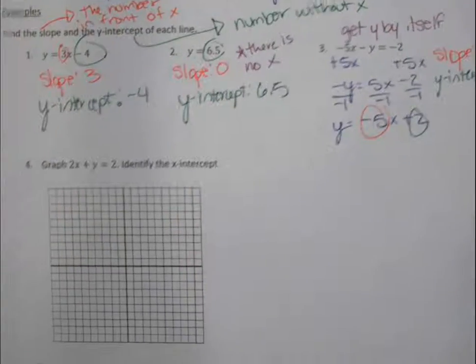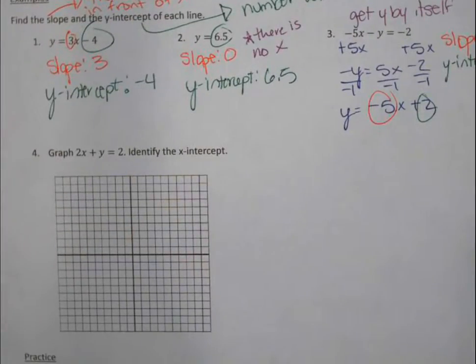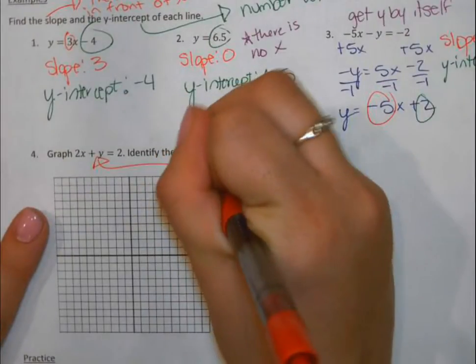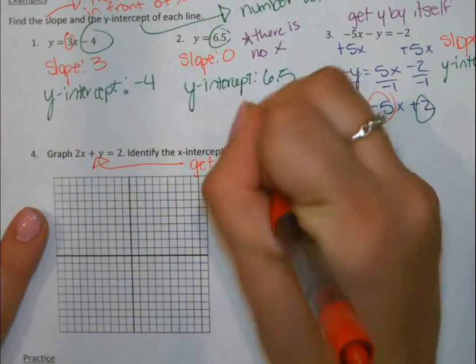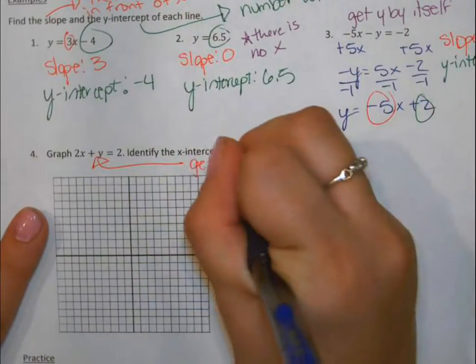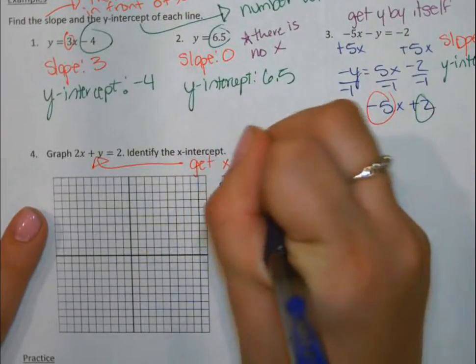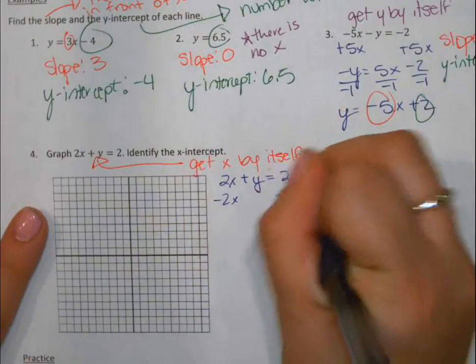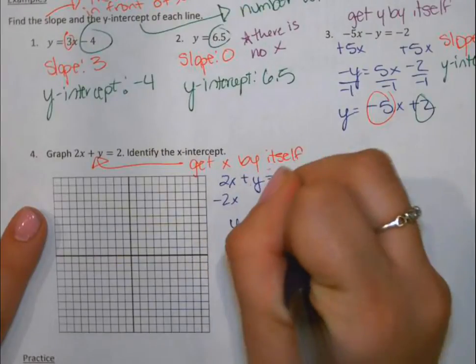On number 4, it wants me to graph 2x plus y equals 2, and then to identify the x-intercept. So what I want to do is start off by getting y by itself. So I'm going to start by rewriting my equation so I can do that, because I don't have any room where it is. I'm going to subtract 2x on both sides. I get y equals negative 2x plus 2.